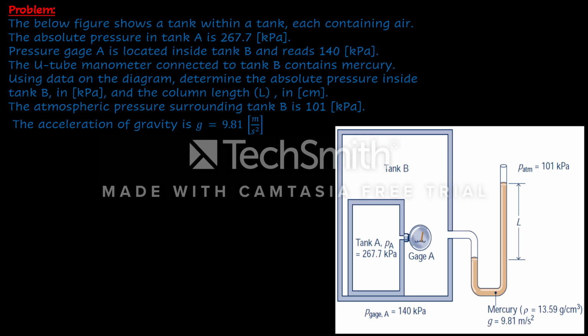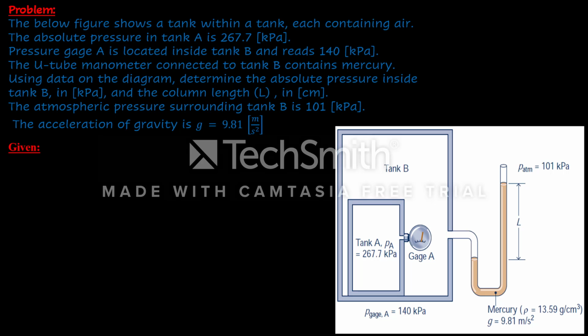Using data on the diagram, determine the absolute pressure inside tank B in kilopascal and the column length L in centimeter. The atmospheric pressure surrounding tank B is 101 kilopascal. The acceleration of gravity is 9.8 meter per second squared.